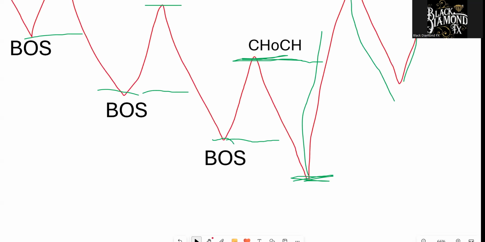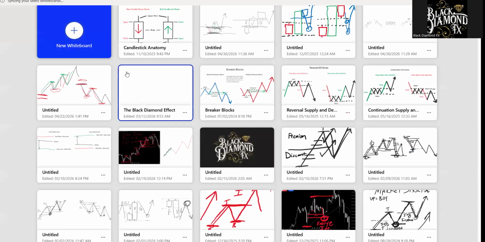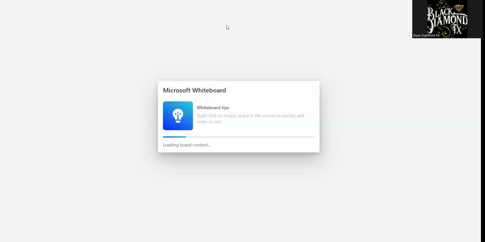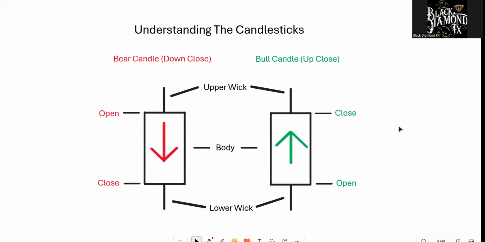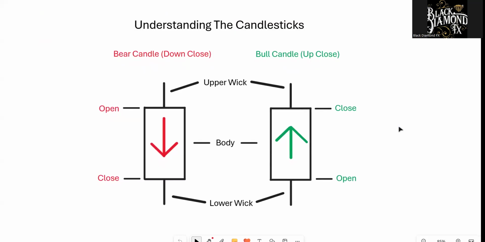Let's take a look at candlestick anatomy right here. All right, here we go. So understanding the candlestick. There's two types of candles, right? You have a bear candle. Those are your down close candles. And you have a bull candle. Those are your up close candles. And I'm going to explain to you guys a little bit more what that means.